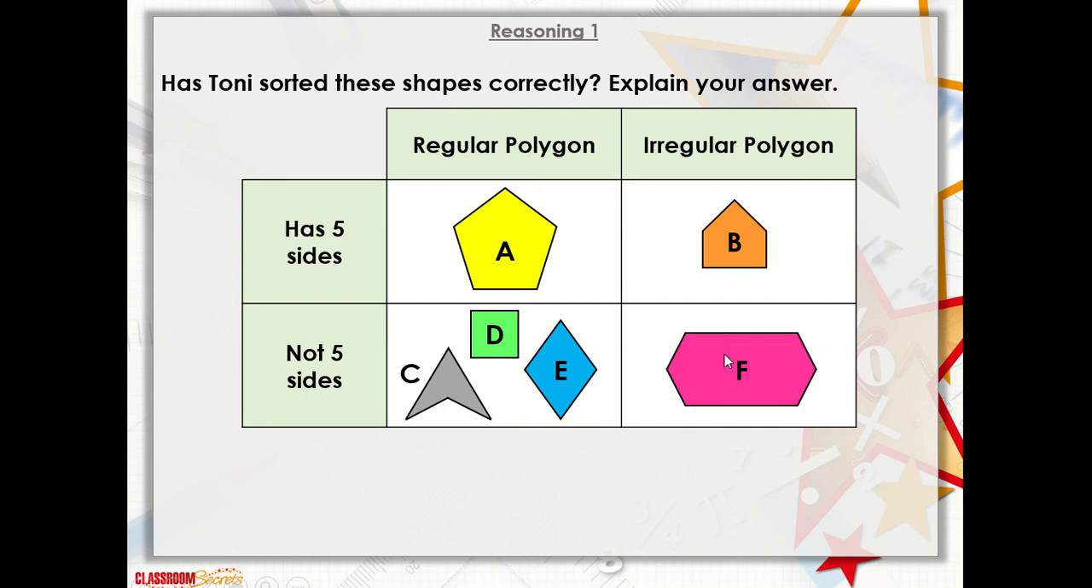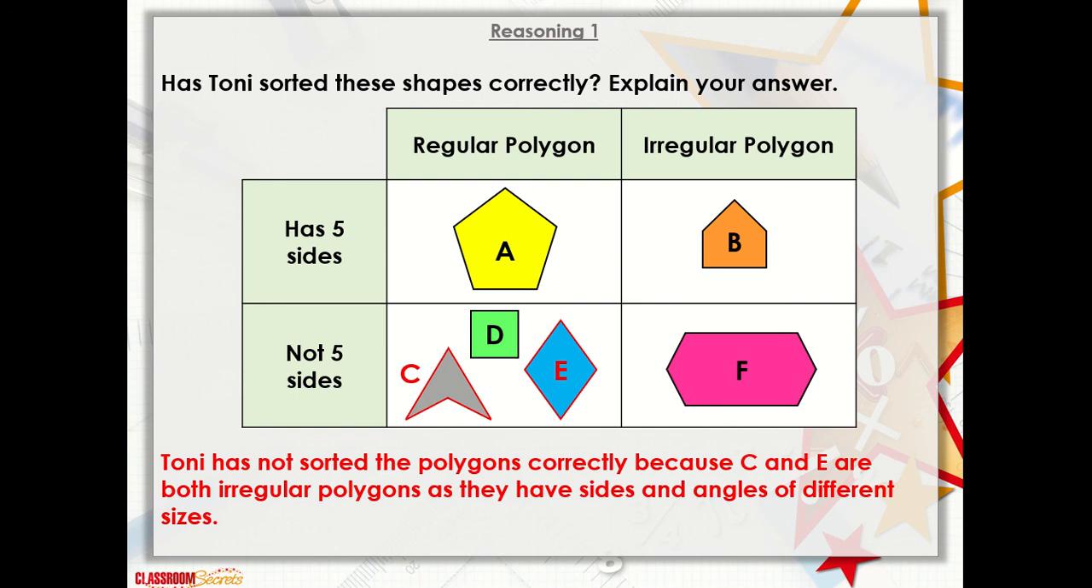Let's check our answers. So no, Tony hasn't sorted them correctly, but of course with reasoning we have to explain our answer, and we've just gone through, and there we've said both C and E are both irregular polygons as they have sides and angles of different sizes. That's my explanation. I have said which ones are in the wrong place and also where they should be. Okay, that's the first type of question you'll come across.